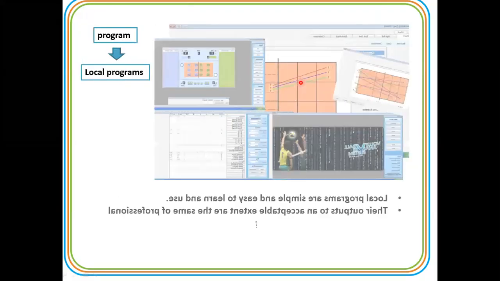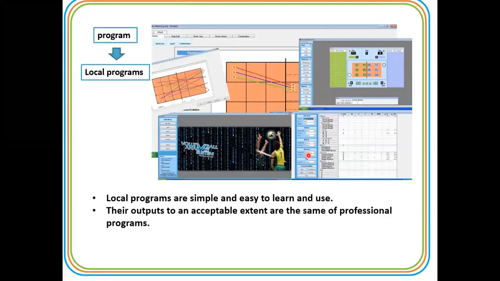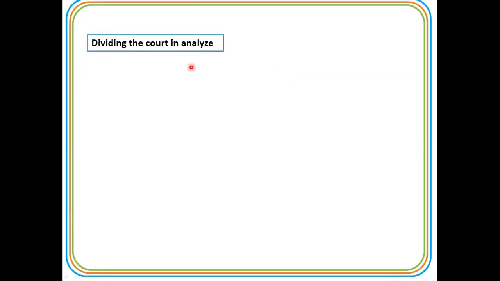And the last one is local programs. Local programs are easy to learn and use. Their outputs are, to an acceptable extent, the same as professional programs. You can see in the picture, we have tables, we have live analysis and graphs. Working with them is very good. In some countries, the local programs are designed in the local language, and it's very simple to use them for analysis.